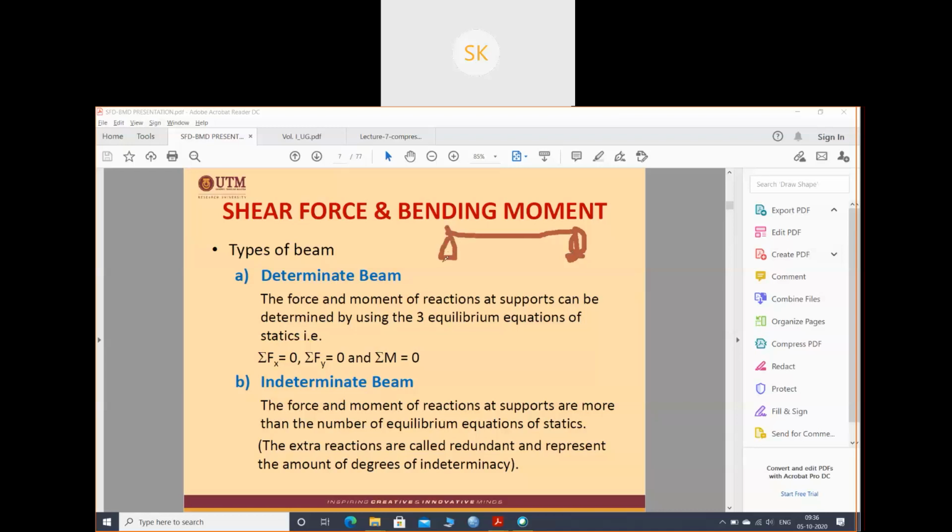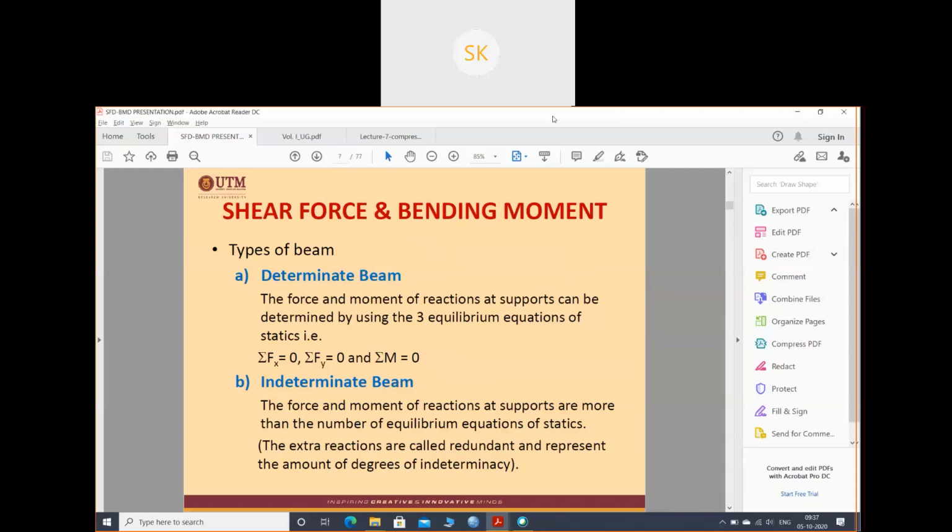So how many reactions will I have? One, 2, and 3, right? So to find the support reactions, if these three equations cannot give me these three values, then your beam will be considered as indeterminate beam. But if you can find these three reactions from these three equations, then your beam will be considered as determinate beam. If the force and moment of reaction of supports are more than the number of equilibrium equations of statics, then it is indeterminate. So this is the basic difference between determinate beam and indeterminate beam.